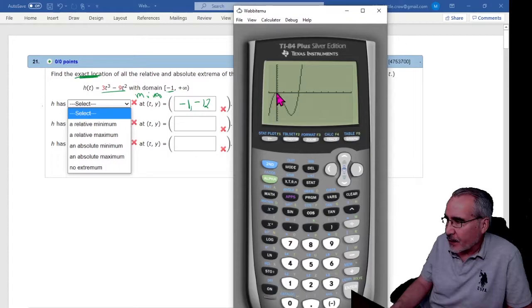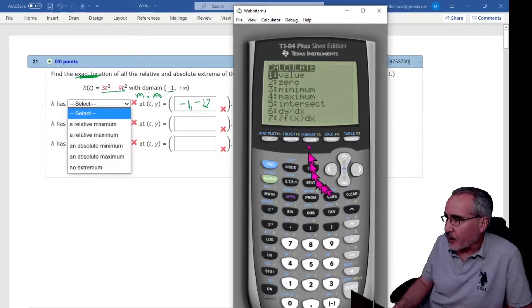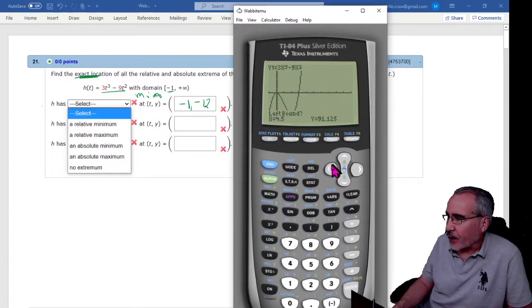We're going to find this going in the order. Second calc, we're going to look for a maximum. That's a number 4. And notice it asks for a left bound. Right here it tells me I'm at x is 4.5 and y is 91. That's why I don't see anything.